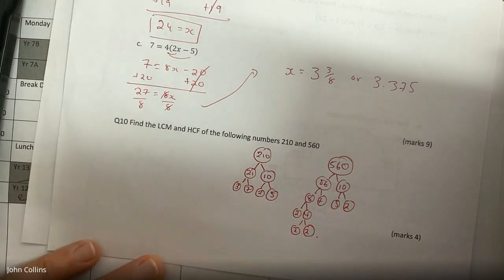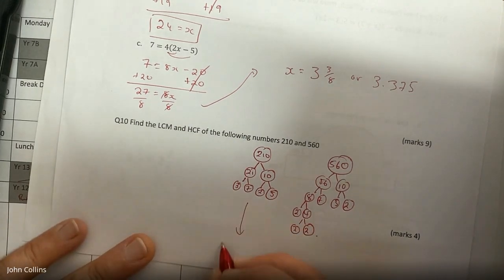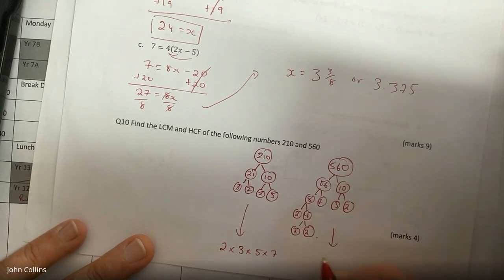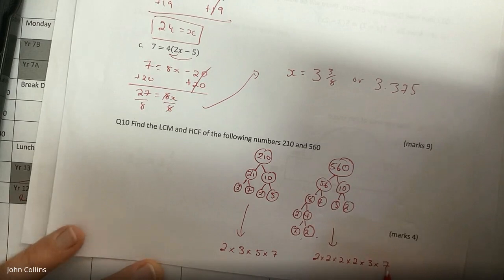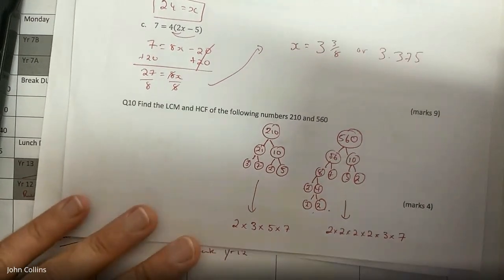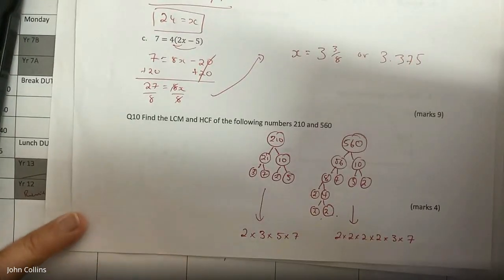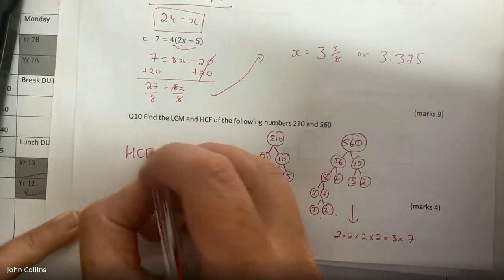All right, let's write the prime factors of this one. 2 times 3 times 5 times 7. And this one is 2 times 2 times 2 times 2, and a 3 and a 7, times 3 times 7. I'm just reading them off here. There they are. I'm going to use them now to find my highest common factor first.